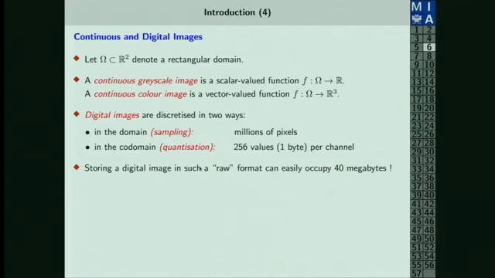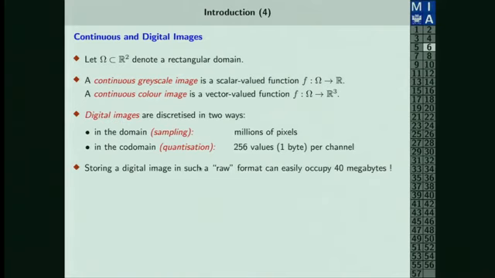If we have a rectangular image domain, let's say Omega in R2, then a grayscale image in the continuous case is nothing else but a scalar valued mapping from Omega into the real numbers. If you have a color image, you have 3 channels, red, green, and blue, so you basically map into R3. What you experience in practice, however, are digital images, and they are discretized in 2 aspects.